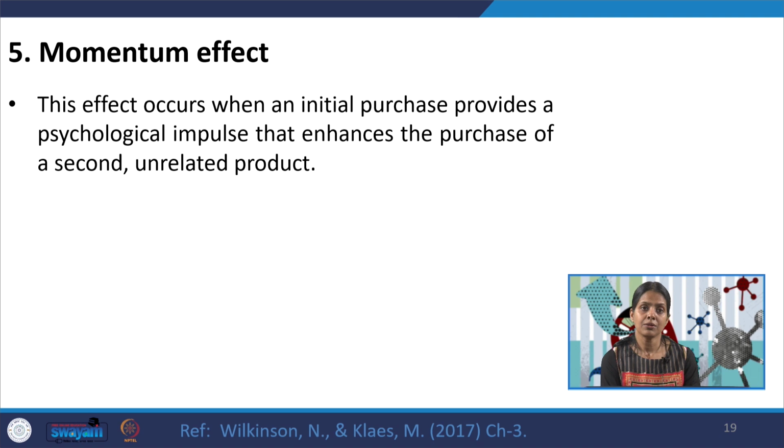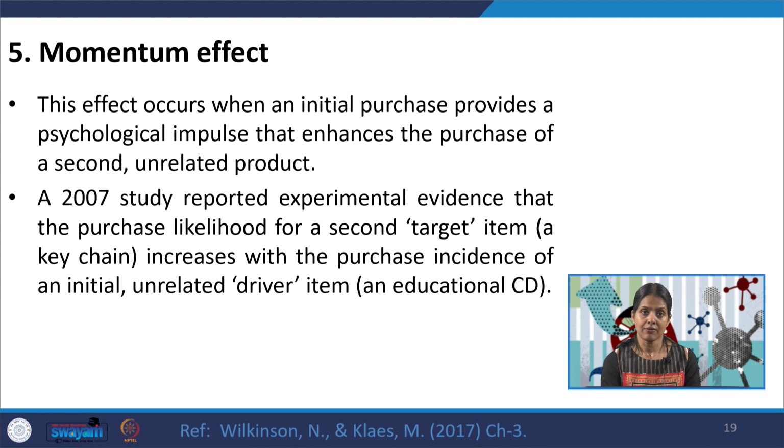Then we talk about the momentum effect. This effect occurs when an initial purchase provides a psychological impulse that enhances the purchase of a second unrelated product. A 2007 study reported experimental evidence that the purchase likelihood for a second target item, say a keychain, increases with the purchase incidence of an initial unrelated driver item, which is say an educational CD.